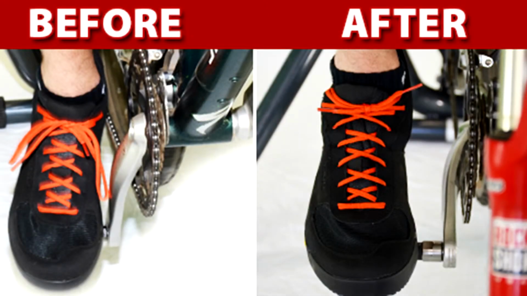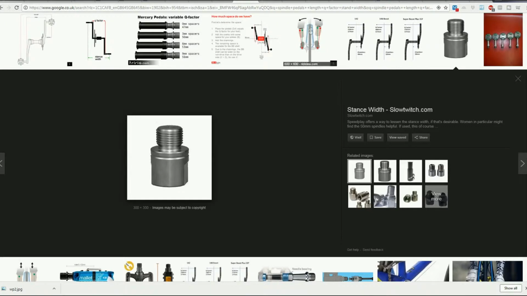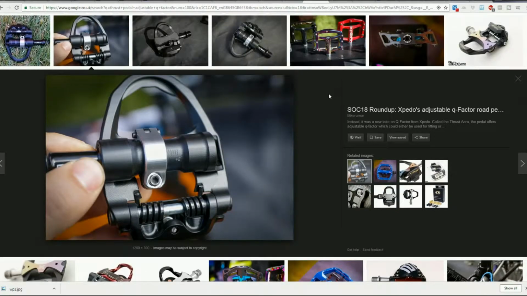Now, one thing caught my eye recently, and that was from Sea Otter. I don't know if you guys saw it, but Expedo is coming out with a really interesting new design for a pedal. It's actually a pedal which floats around its axis. So once you screw the pedal axle on, there's an adjustable clip which allows you to adjust the Q factor up to 6 millimeters. In my eyes, that's a brilliant little innovation, because it doesn't really add to the weight of the pedal, and it allows you to find a Q factor that's suitable for you. Well, I say Q factor, I'm talking about stance width now, aren't I?